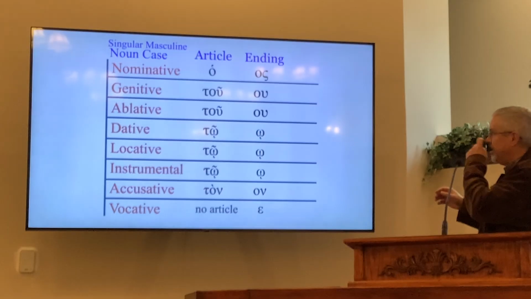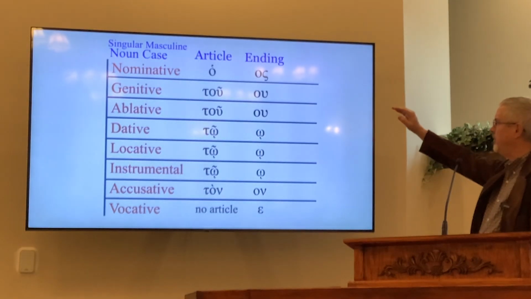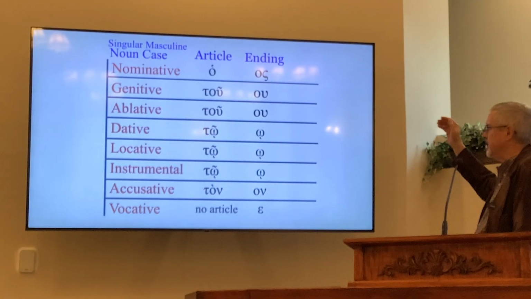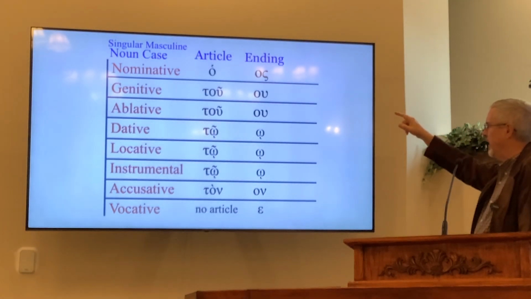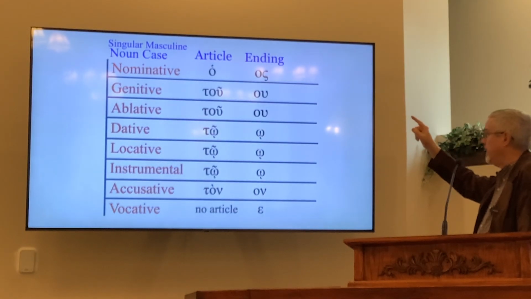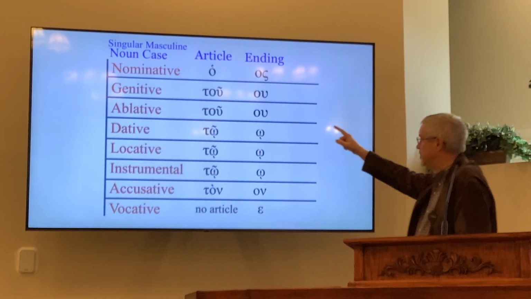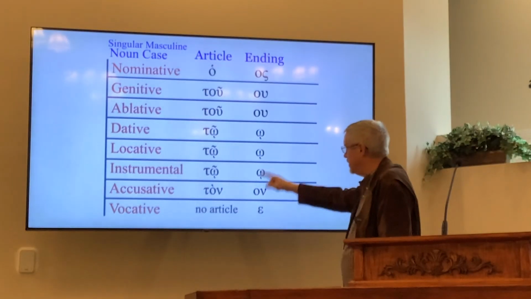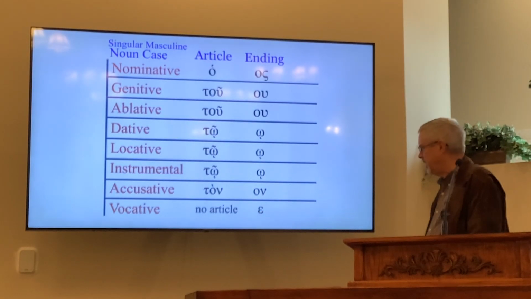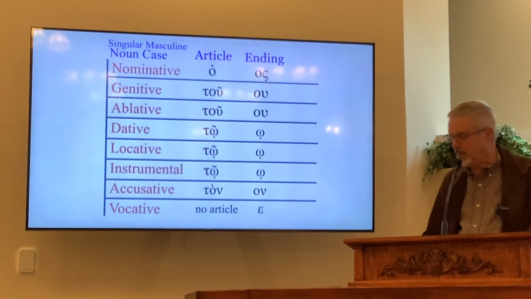All right, and just showing the articles in this. In the nominative, you have ho, and the ending of the word is os, such as anthropos. All right, the article is not omicron sigma. It's just omicron, and it's ho, then tou, to, ton, and the vocative has no article. It just ends in an epsilon.